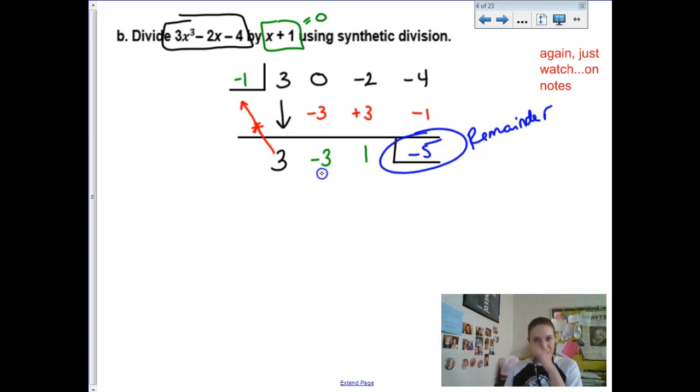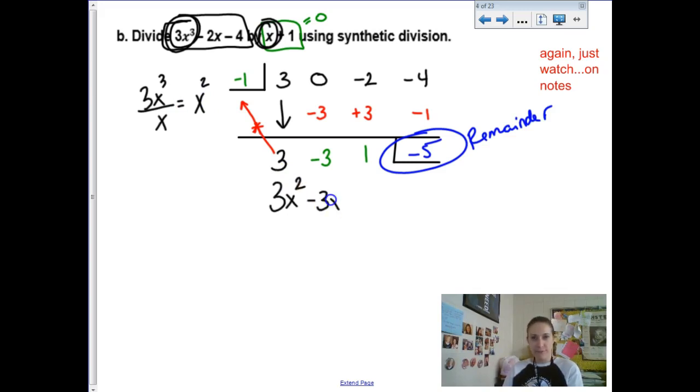But now what you have to realize is my problem started with a cubic and divided by a linear. So the result of taking a cubic and dividing by a linear is going to be a quadratic. So this first coefficient is associated with the lead term of a quadratic function, and then you go down in standard form from there. So minus 3x plus 1, and then the remainder, remember, is still stuck inside of the division. This time, switch it back to the factor of x plus 1 as the divisor.